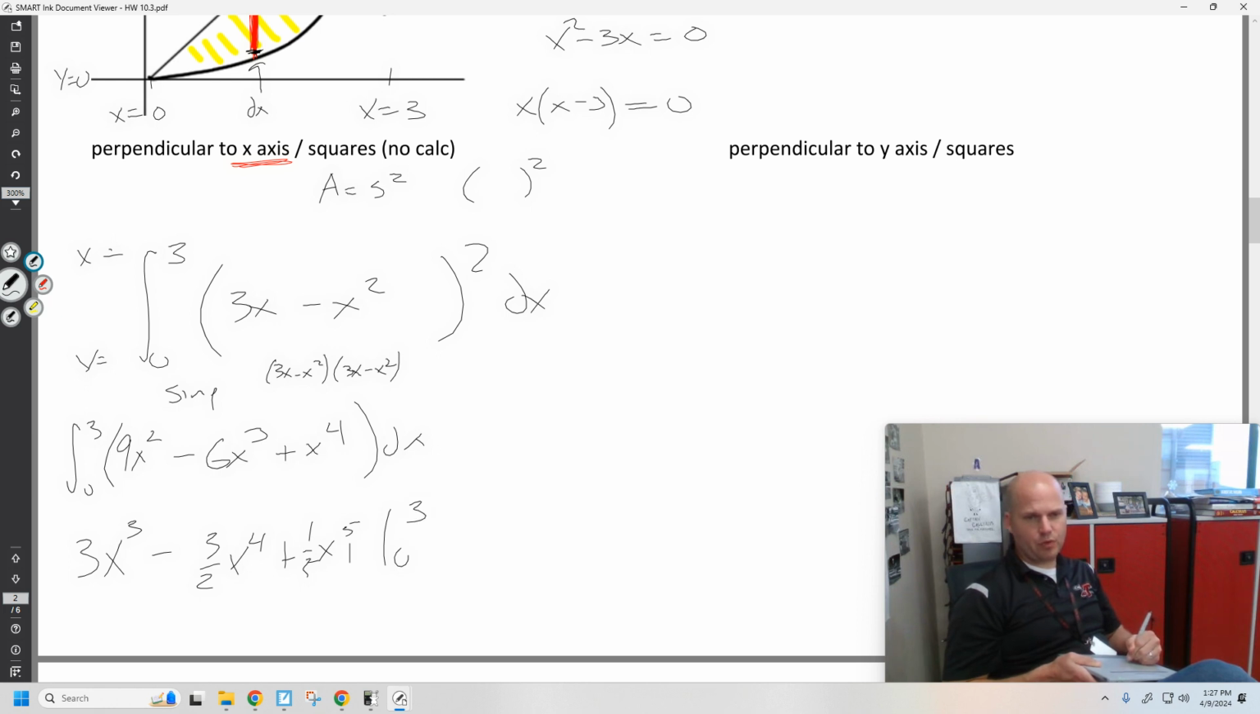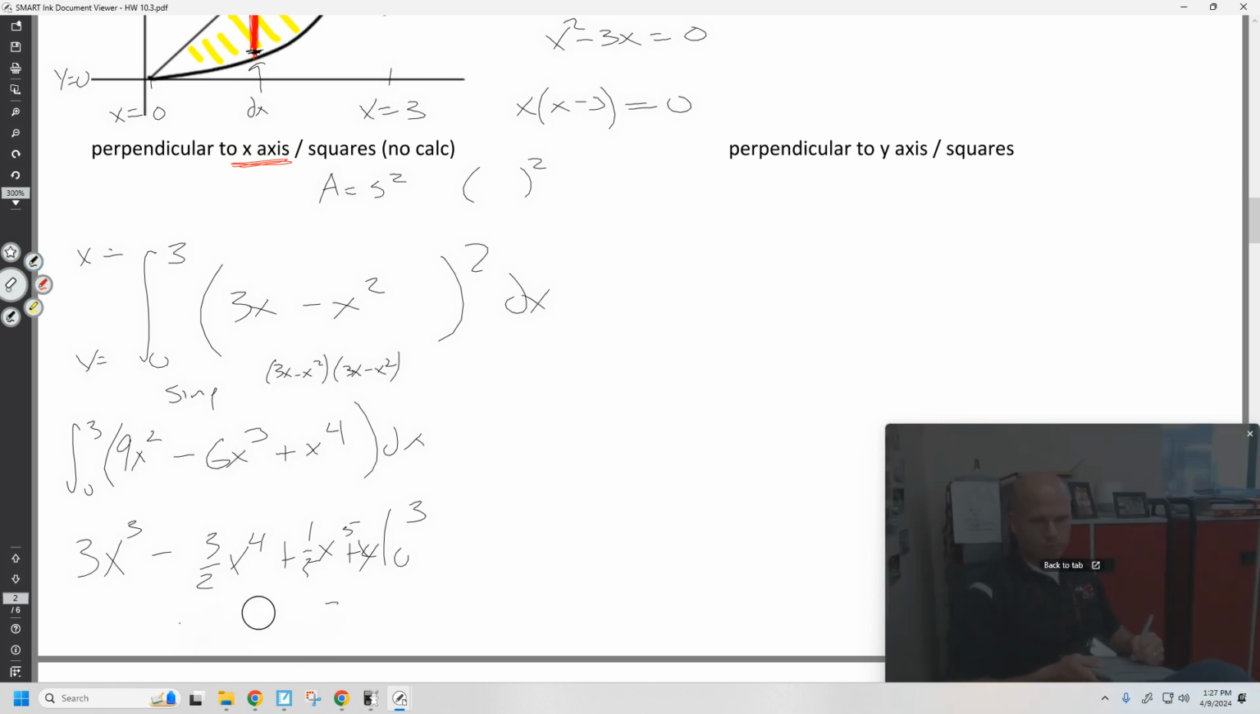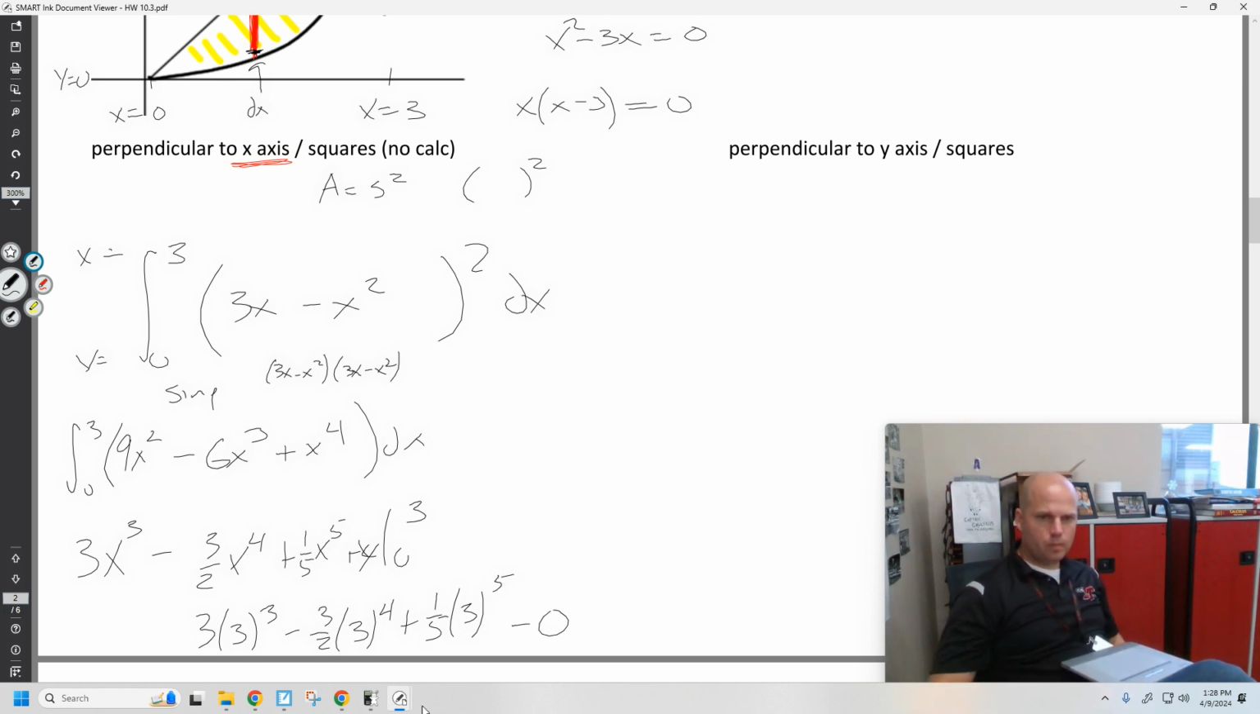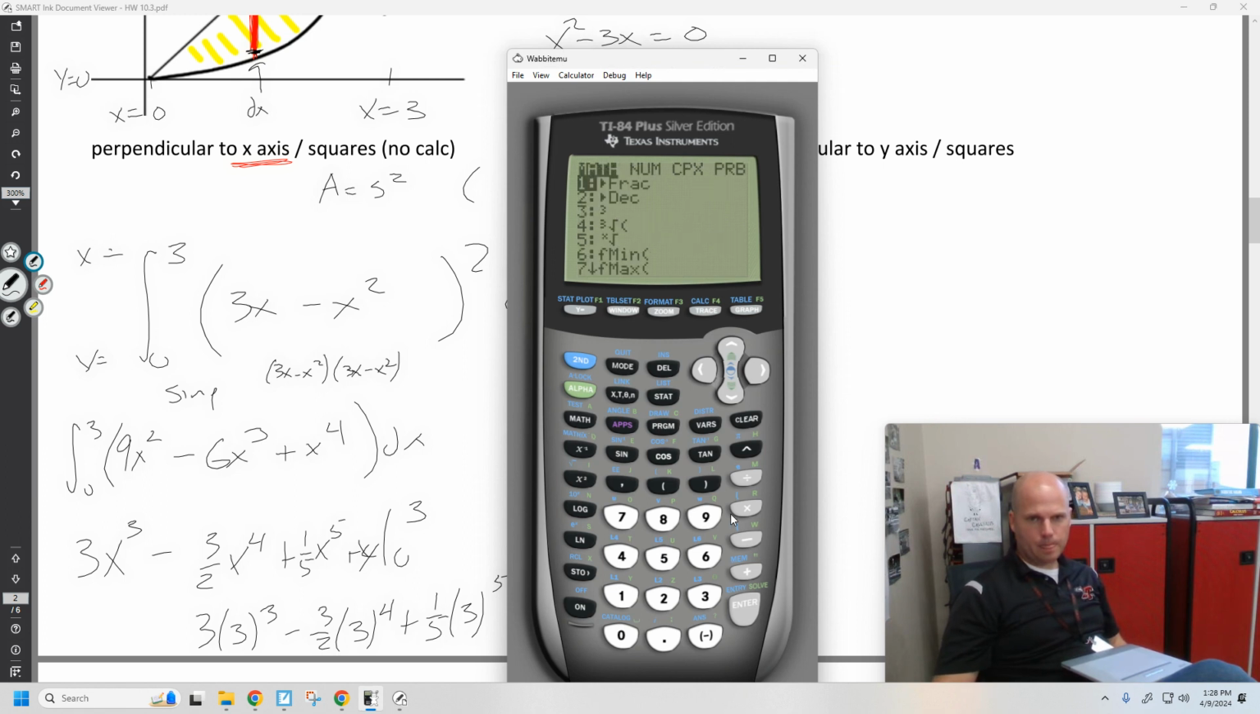Plug in 0, plug in 3. You don't have to worry about the c. Subtract. Don't worry about simplifying. Three times 3 cubed minus 3/2 times 3 to the fourth plus 1/5 times 3 to the fifth. Make sure when you plug in 0, you get 0. I'm going to double check.